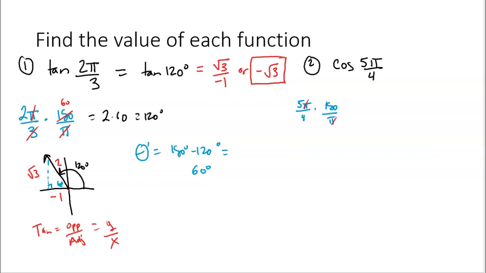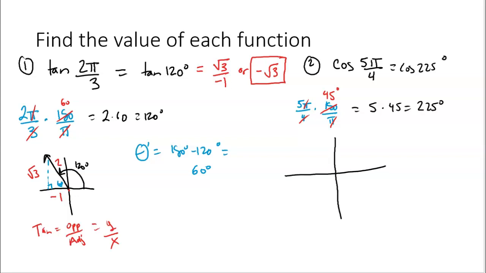So again, my pi's will cancel away. 4 goes into 180 45 times. And we are going to multiply our 5 times 45, which gives us 225. So again, this would be the same thing as the cosine of 225 degrees. All right, so I know some information about 225. What do I know about 225? Well, first off, I know that it's in the third quadrant. All of that angle right there is 225.